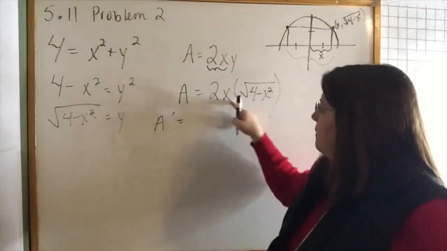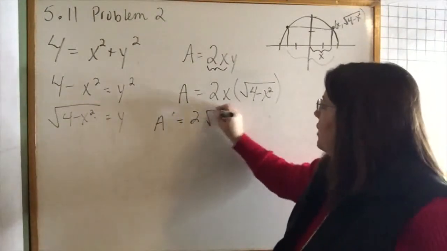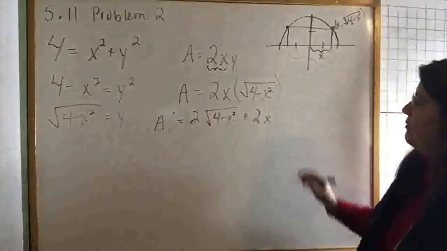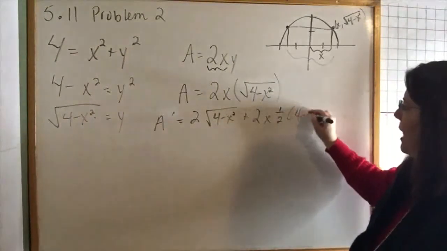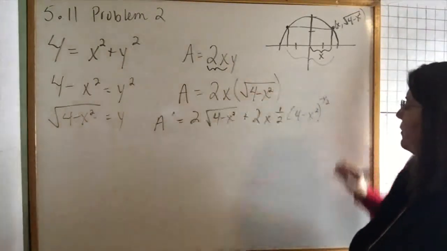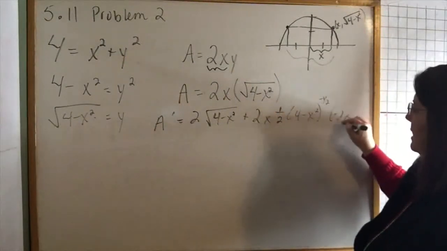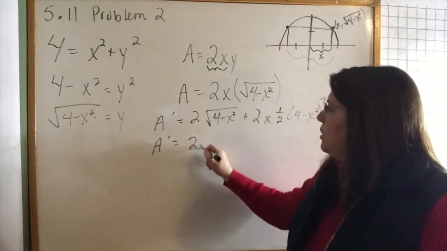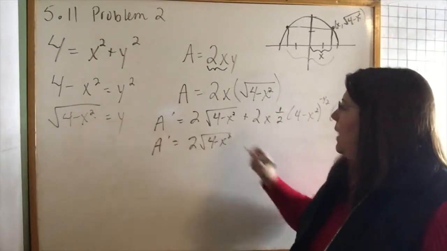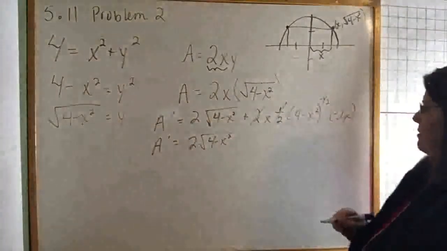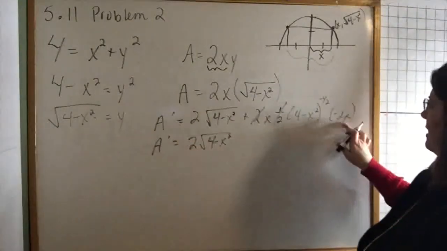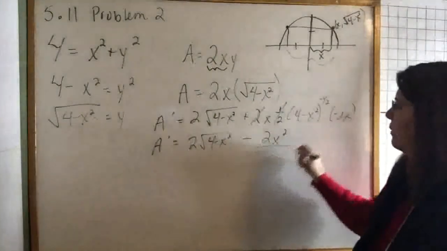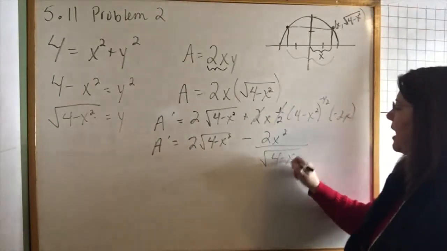So if I do that, the derivative of the first thing is 2 times the original second plus the original first times the derivative of the second. I've got to use the chain rule here. So that would be a 1/2 times 4 minus x squared to the negative 1/2 times the derivative of the inside, a negative 2x. To clean that up a little bit, A prime equals 2 square root of 4 minus x squared. The 2 and the 1/2 cancel. I've got an x times a negative 2x. So that's going to be a negative 2x squared on top. And on the bottom, I will have a square root of 4 minus x squared.